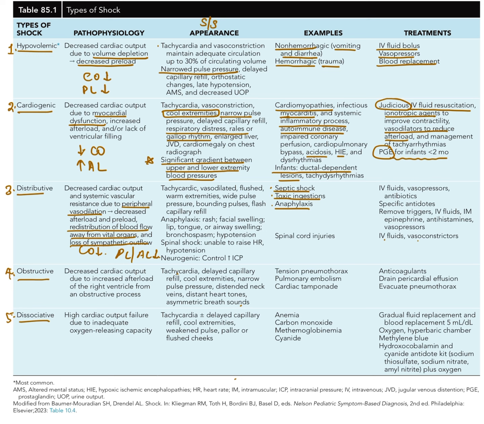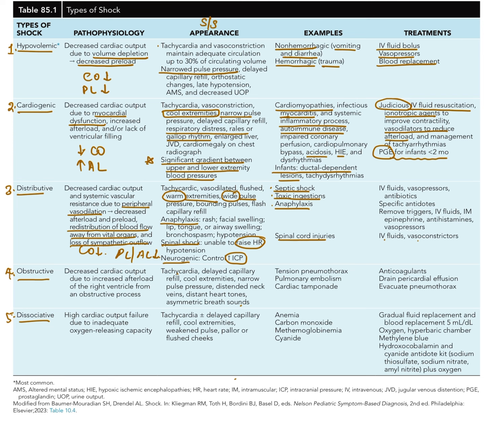In case of septic shock, there are warm extremities, pulse pressure will be wide. Tachycardia, vasodilatation, flushed extremities will be there. Pounding pulses, flush, delayed capillary refill. In anaphylaxis, there will be rash, facial swelling, bronchospasm, hypotension. Spinal shock, in case of spinal cord injuries, there will be bradycardia and hypotension. Neurogenic shock, increased ICP will be there.